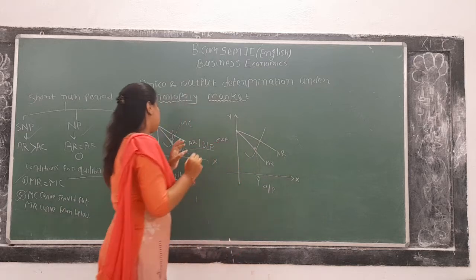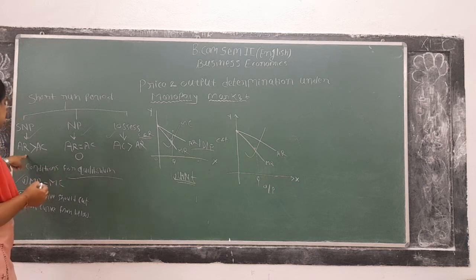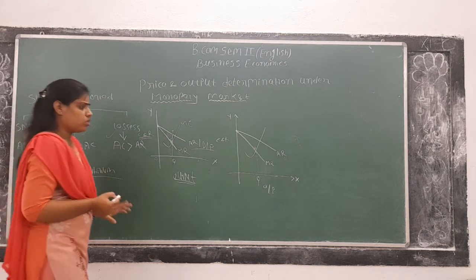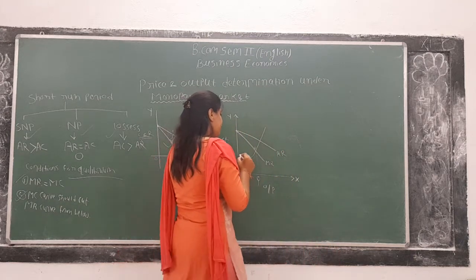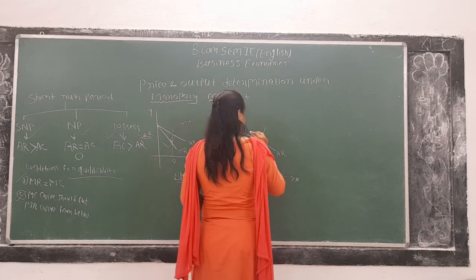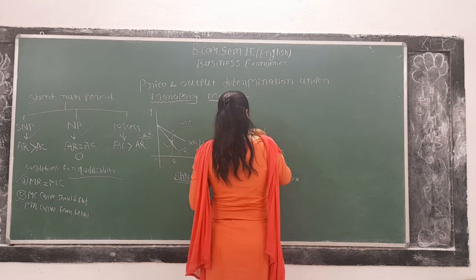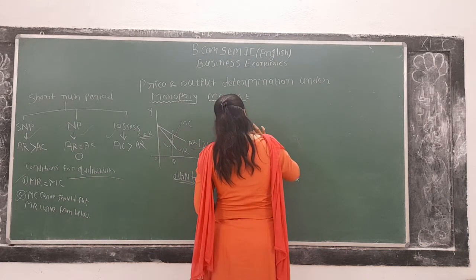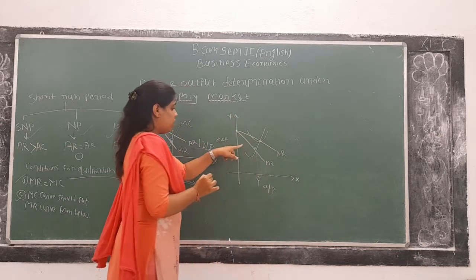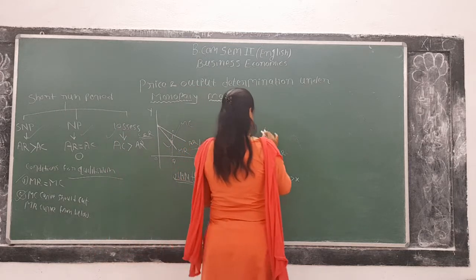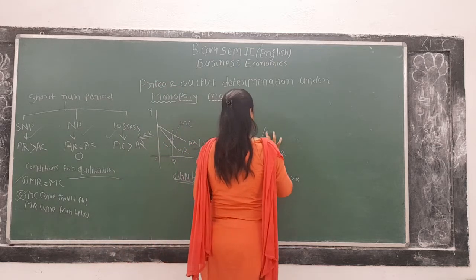Now for understanding the concept of supernormal profit, we need to make a comparison between average revenue and average cost. Here we have the average revenue curve, but we do not have the average cost curve. The average cost curve is a curve having a U shape. So this is the average cost curve.